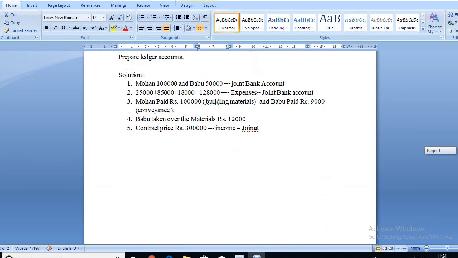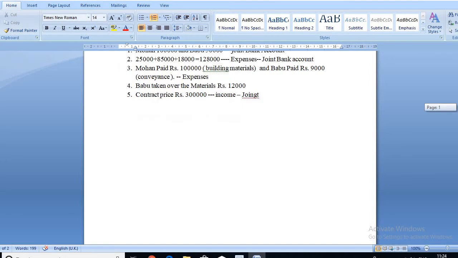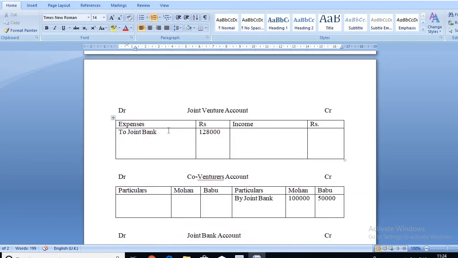Now come to the third transaction. Mohan paid rupees 1 lakh for building materials and Babu paid rupees 9,000 for conveyance expenses. These are expenses, and the expenses are recorded in joint venture account. The first one, Mohan paid 1 lakh. This payment was made by Mr. Mohan, so to Mohan account, how much? Rupees 1 lakh. And Babu also paid rupees 9,000 towards conveyance expenses. So to Babu 9,000.